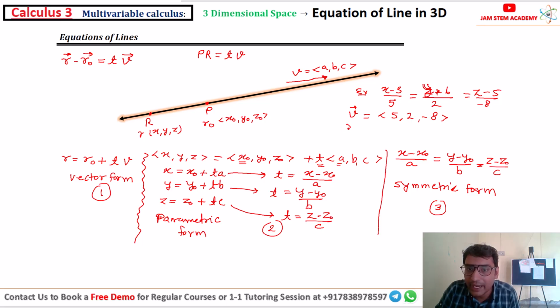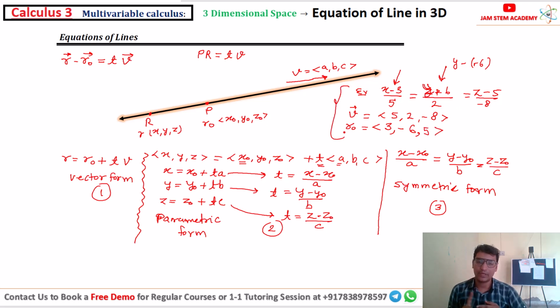And any point lying on that line can be what? From the top it is x minus 3, so x minus x naught was there, so it is 3. y plus 6, I can write as y minus of minus 6. So basically y naught value is minus 6 and 5 is the z value. So if the equation of line is given, we can find one point lying on that line and the direction vector. And if direction vector and point are known, we can find the equation of line.